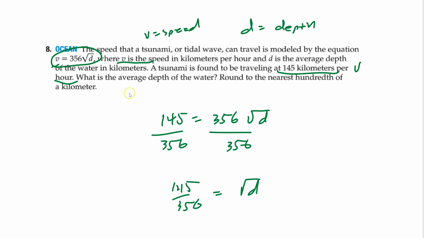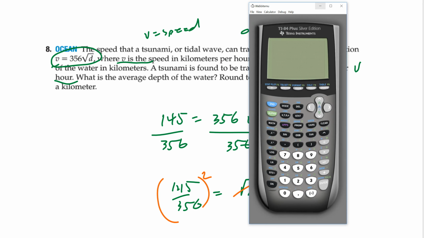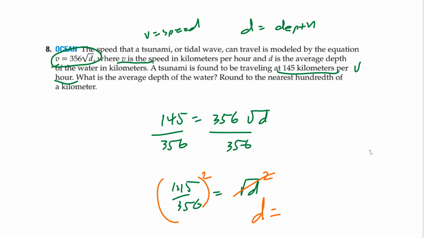And remember, the way we get rid of the square root is we square both sides. It's the opposite operation. So whatever that squared is our answer. I guess I need a calculator for that. Parentheses, 145 divided by 356, squared. So about 0.166 kilometers. So that's an application problem.